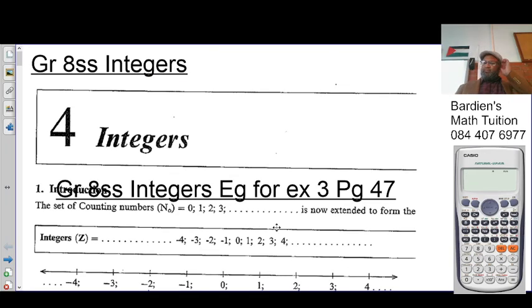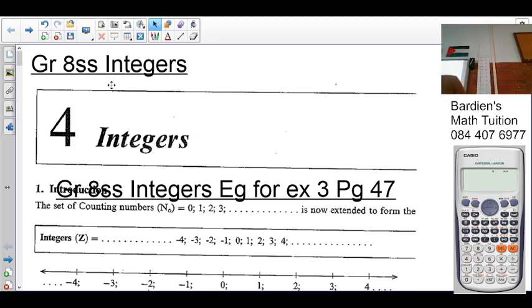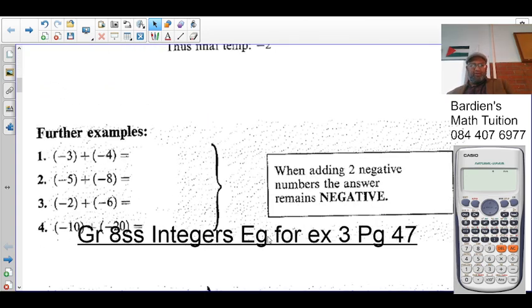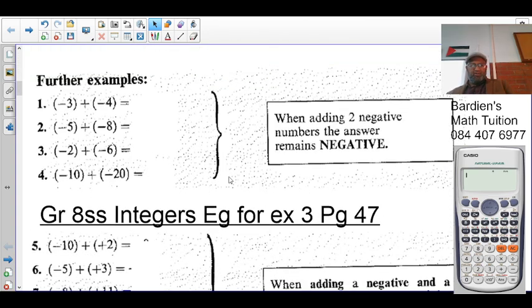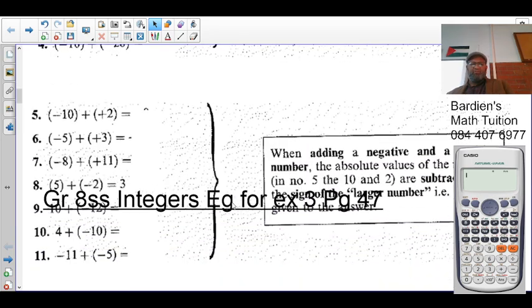Okay, good morning class. So today we're looking at integers. We're looking at exercise 3. The examples for exercise 3 start from page 45. I didn't do the recording of the examples for exercise 2. That we'll do at some other time.